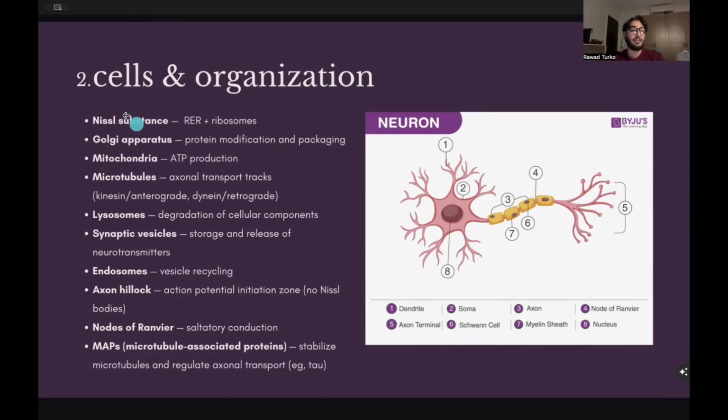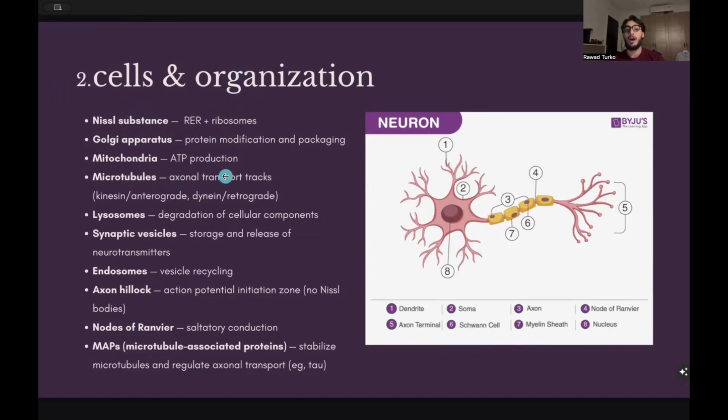Okay. And we do have to know a couple of these organelles in the neurons just because they're important. So Nissl substance is something that you're going to hear a lot. Just basically remember it as the rough endoplasmic reticulums plus the ribosomes. So those two together we call the Nissl substance in neurons. Golgi apparatus, we already know what it does. Protein modification and packaging. Mitochondria, obviously for ATP production.